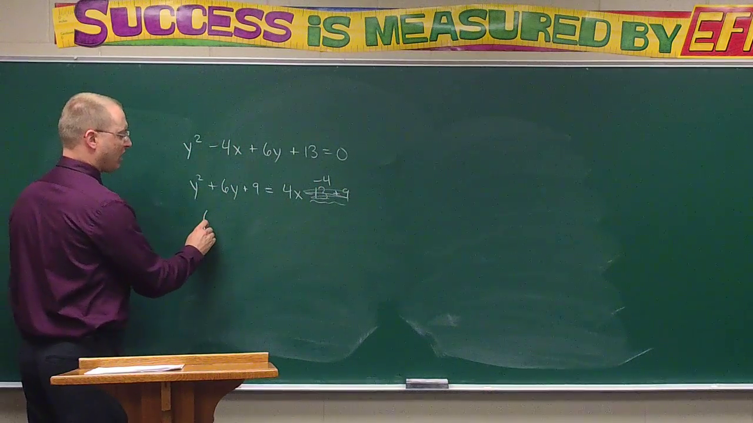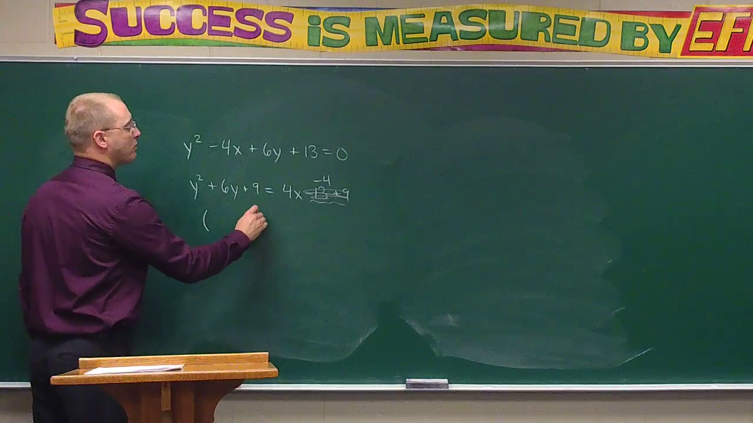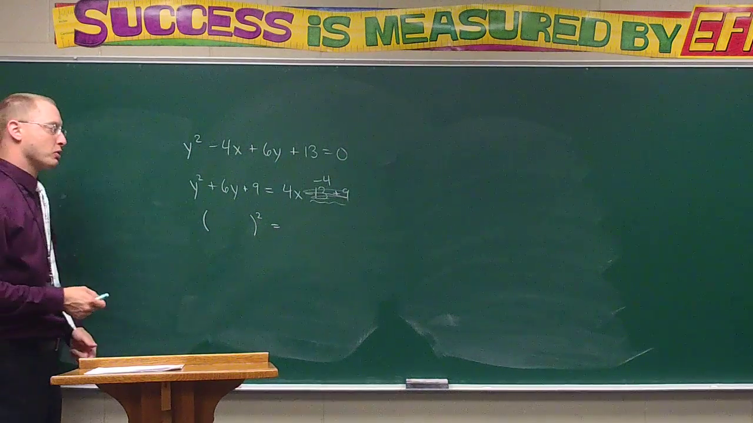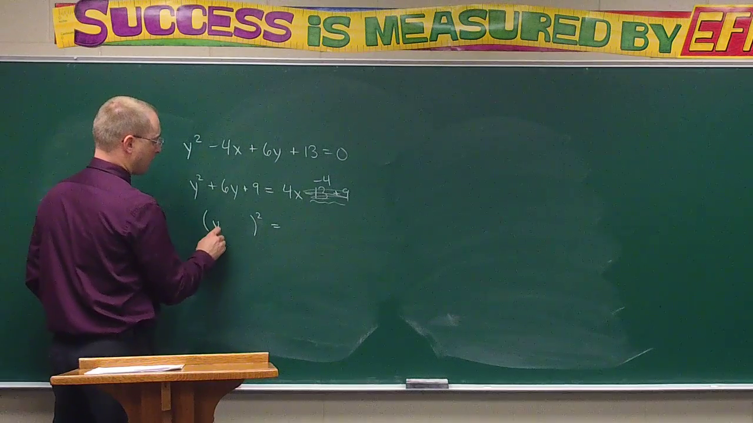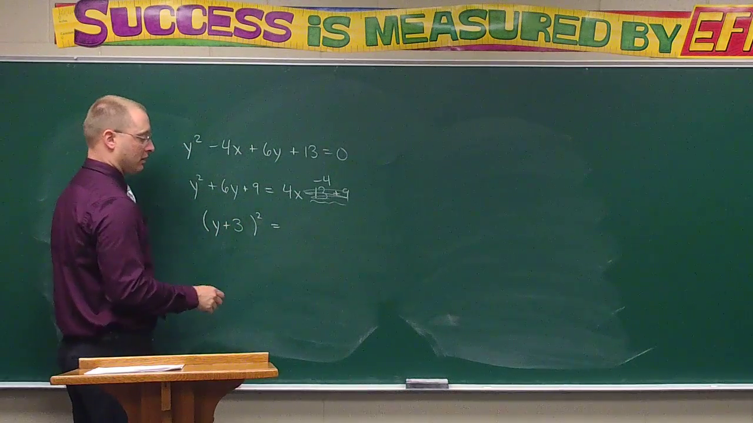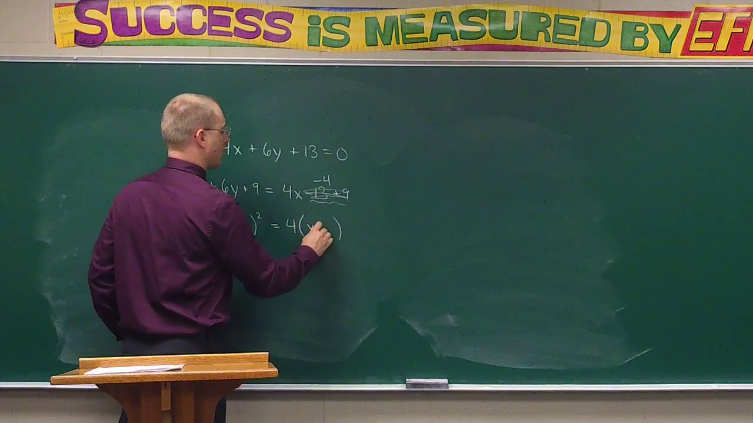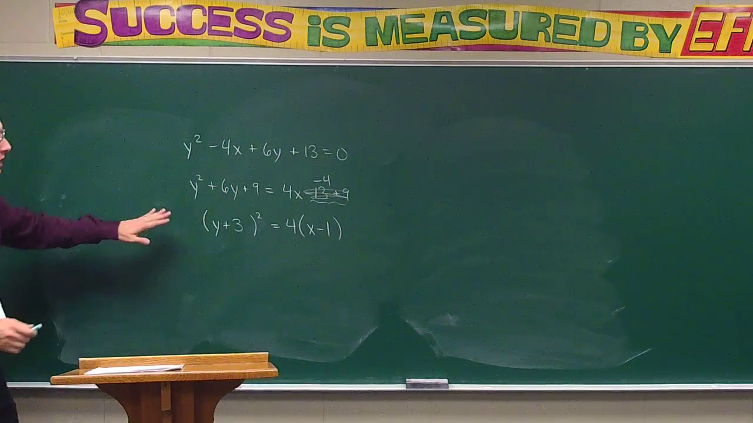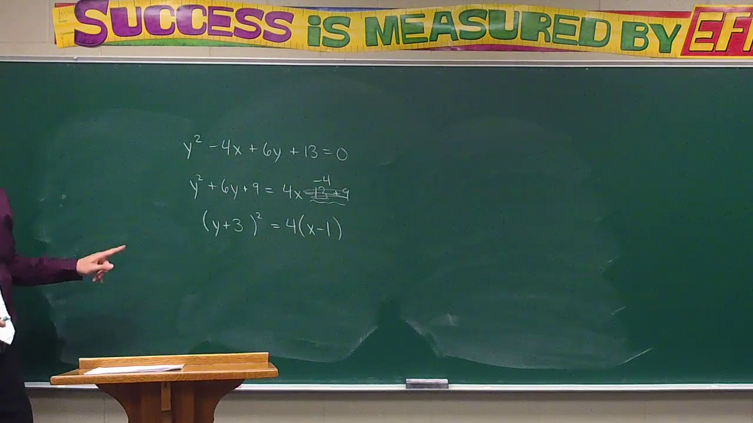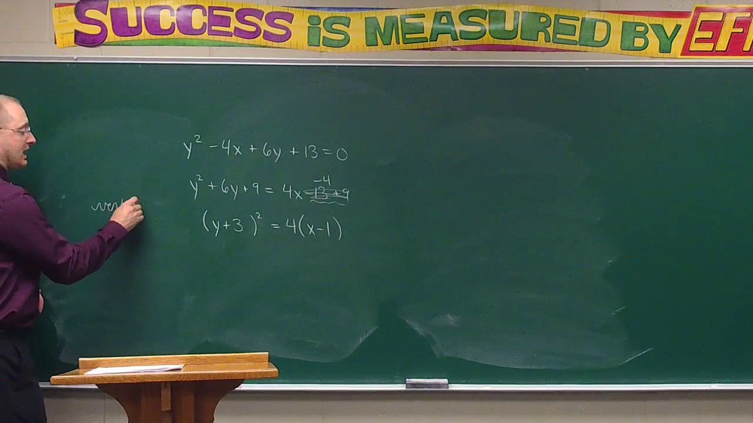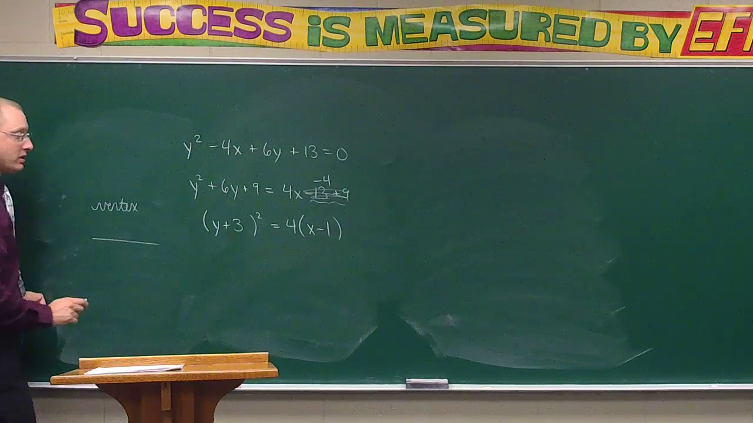Factor the 4 out backwards, and the left side is a binomial squared. We could technically just write the same thing twice, but it's better to write a binomial squared: y plus 3 squared equals 4 times x minus 1. There we go. So we do a factoring step. And once we get this, this is in the form that we want to see. Because from here, I can see where the vertex of my parabola is going to be.